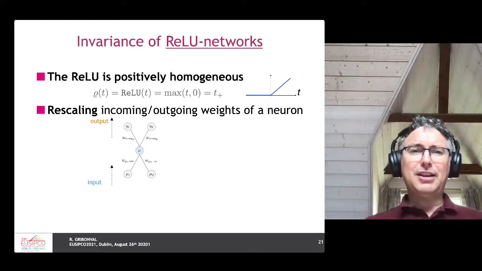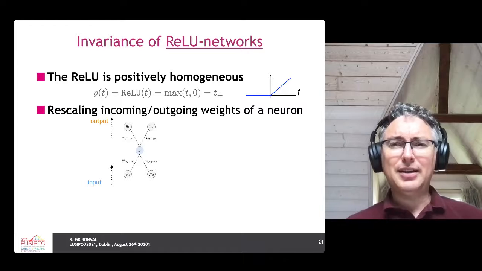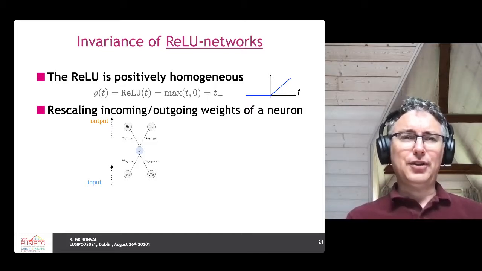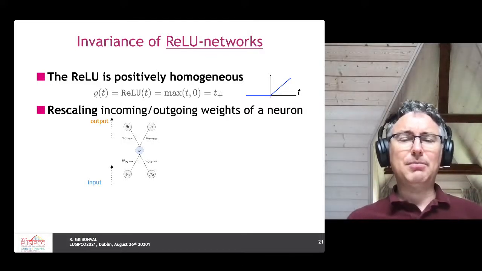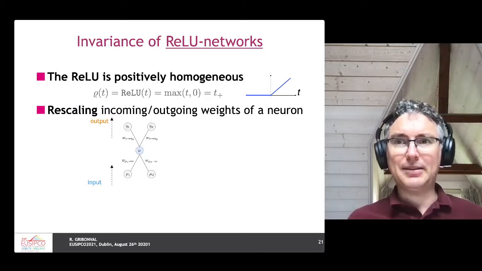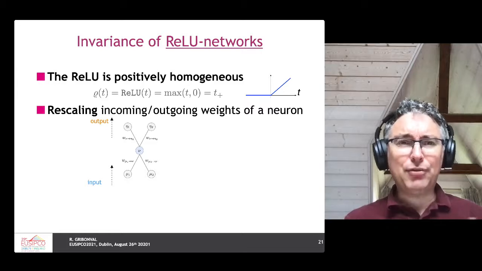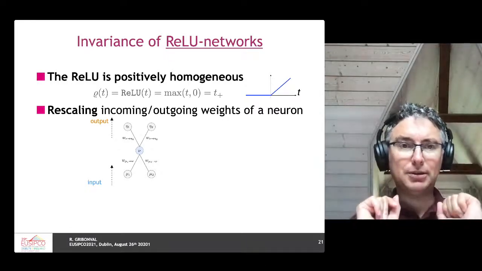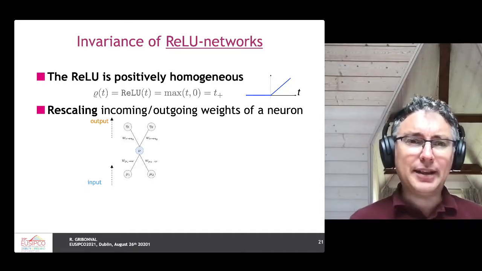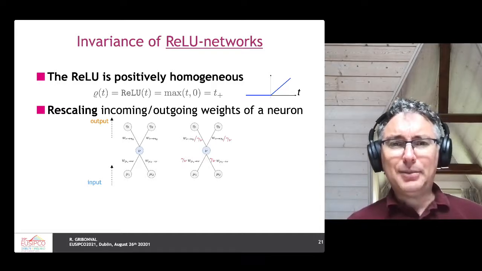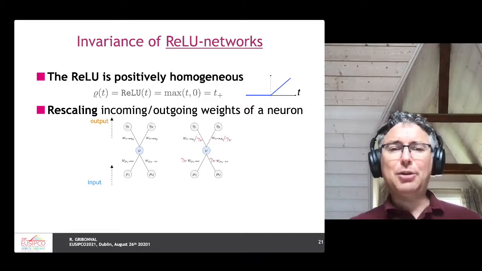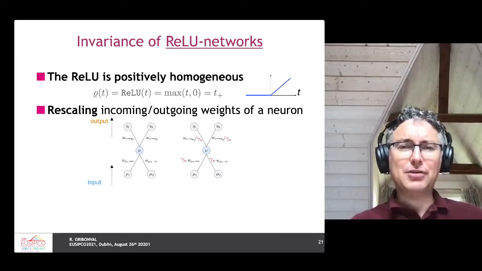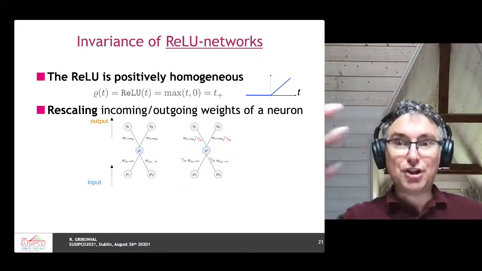So what is important to know is that ReLU networks have some invariances. There are ambiguities in the parameterization because primarily the ReLU function is positively homogeneous. So it means if you scale the input by a constant positive scalar, then the output will be scaled by the same scalar. A consequence of this fact is that if you zoom in on a network and look at a particular neuron, and look at incoming weights and outgoing weights, then if you scale up the incoming weights by a positive factor and you scale down the outgoing weights by the same positive factor, then you don't change the realization of the network.